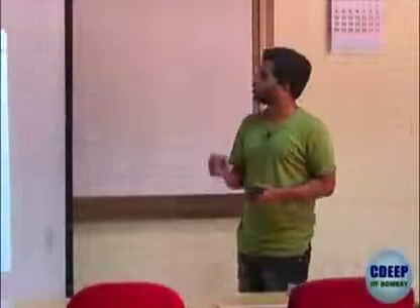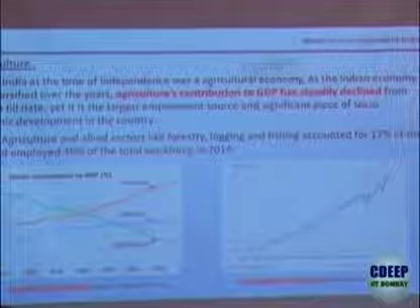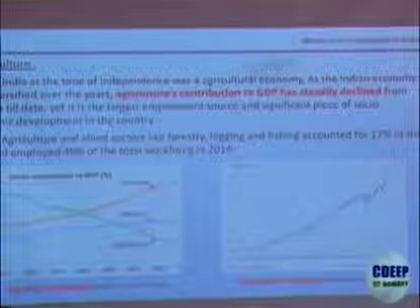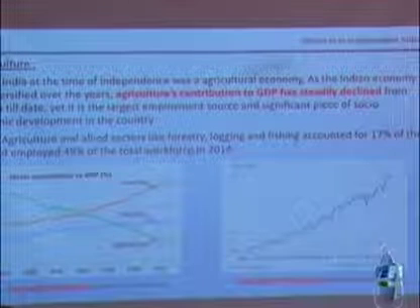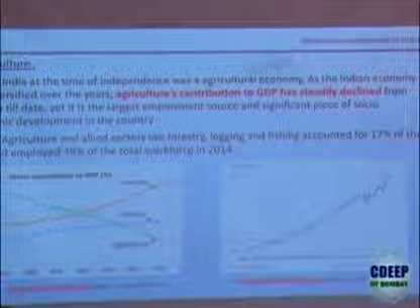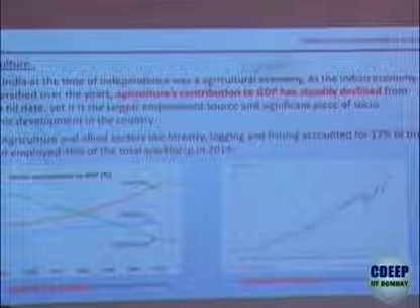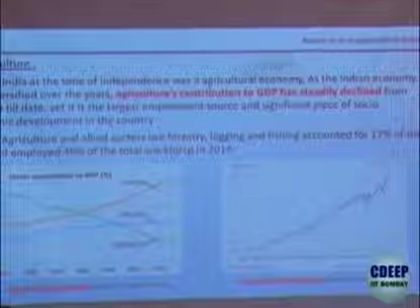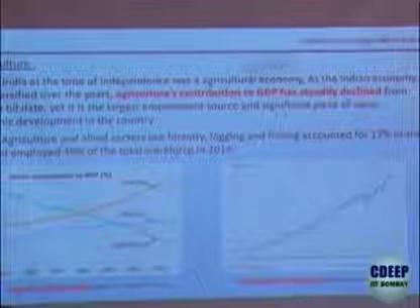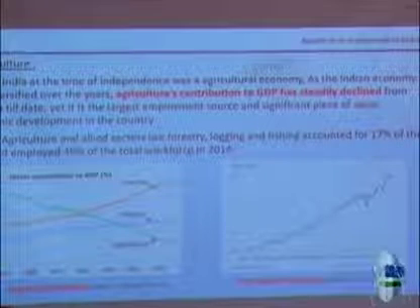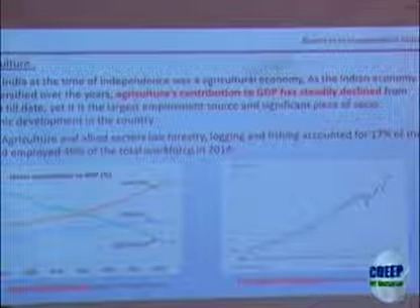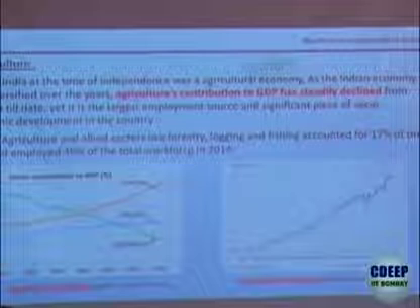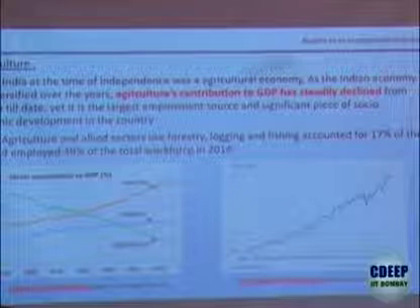So now moving on to business in independent India. During the time of independence, India was majorly an agricultural economy. The agriculture contribution to GDP has declined from 1951 till date, as shown in the graph, while the contribution from the services sector has increased. Plus, the agriculture and allied sector, like forestry, logging and fishing, accounted for 17% of the GDP and employed 49% of the total workforce in 2014. That's the data. And food grain production has increased. The graph is from the Economic Survey.